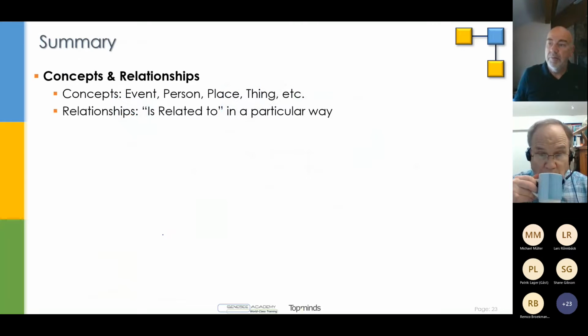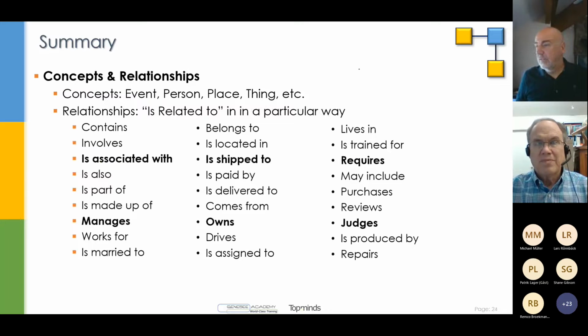So concepts and relationships, obviously, that's all modeling, right? Event, person, place, thing. We do this in all forms of modeling. And then a relationship is related to in some particular way, in some unique, specific way. Here is just a list of possible relationships that we have. And again, getting back to a little bit of Vault class, we want to name these unique, specific relationships because there could be more than one between the same concepts. We want to know what is embodied in this relationship we're looking at.